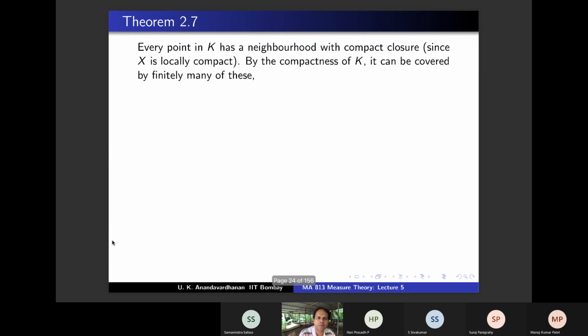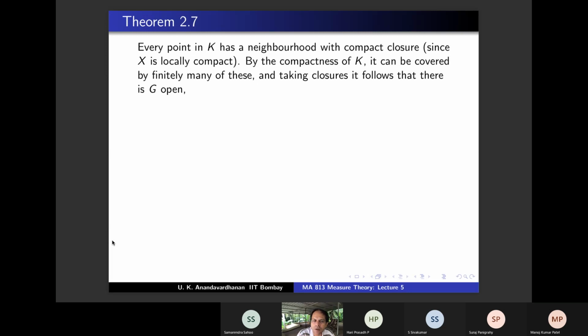And by the compactness of K, it can be covered by finitely many of these, right? Because every point has a neighborhood. All these neighborhoods together will cover it. That's possibly an infinite cover, and you can extract a finite subcover by compactness. And you take closures of all this. So it's a finite union. If you have V1 through Vn, you are taking V1 bar union Vn bar.